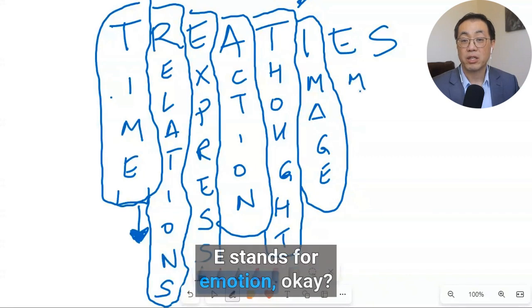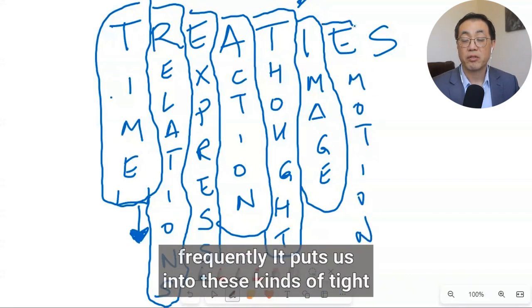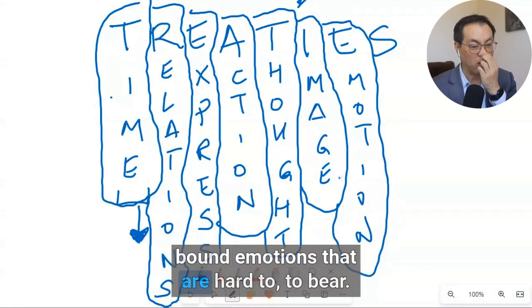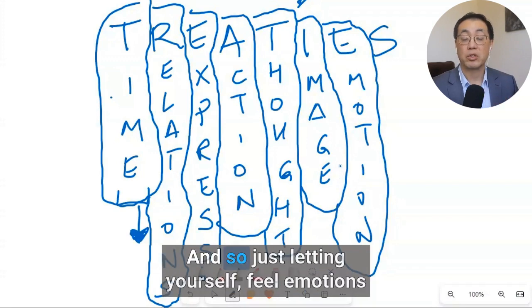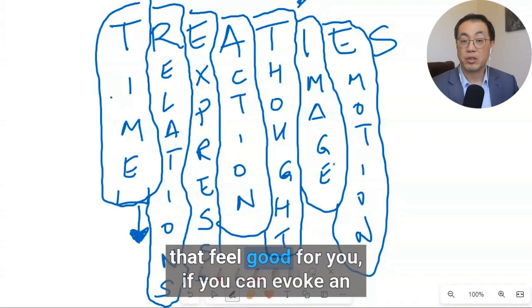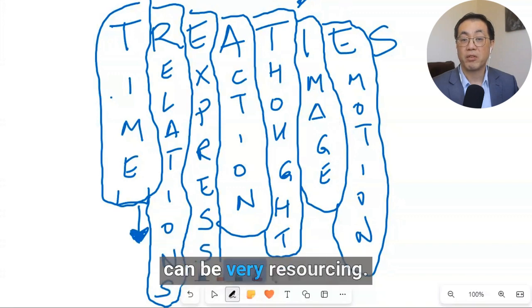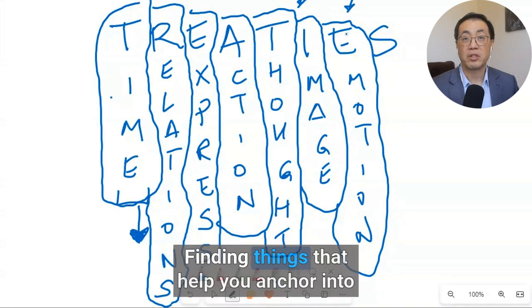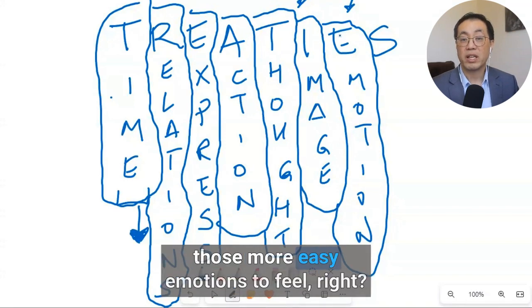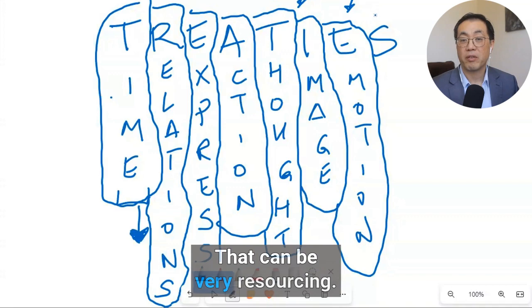E stands for emotion, okay? And one thing that trauma does is it frequently puts us into these kinds of tight, bound emotions that are hard to bear. And so just letting yourself feel emotions that feel good for you. If you can evoke an emotional feeling of calmness or peace, that can be very resourcing. So finding things that help you anchor into those more easy emotions to feel, right? That can be very resourcing.